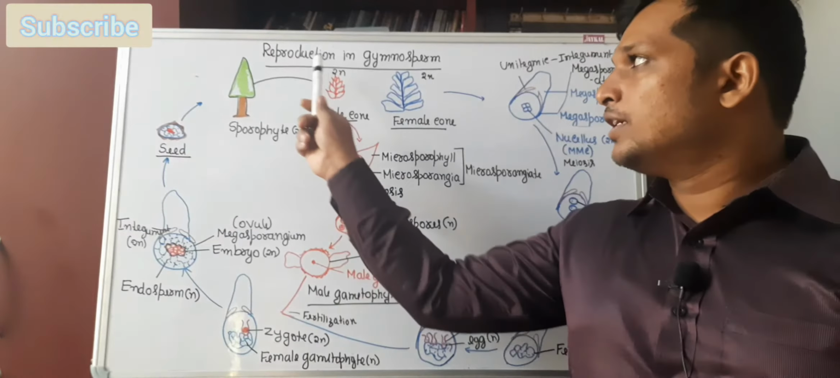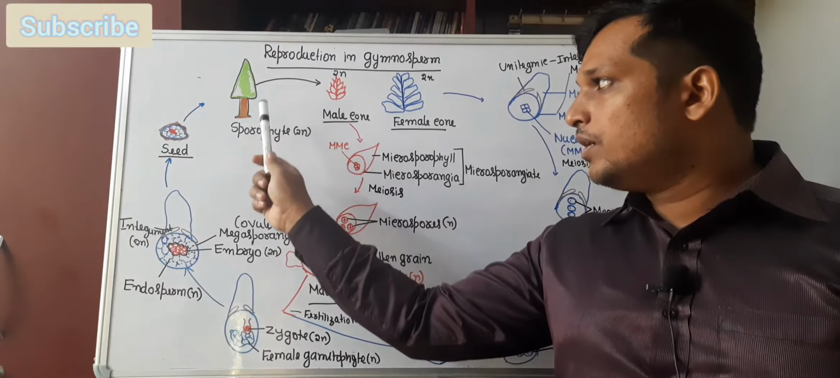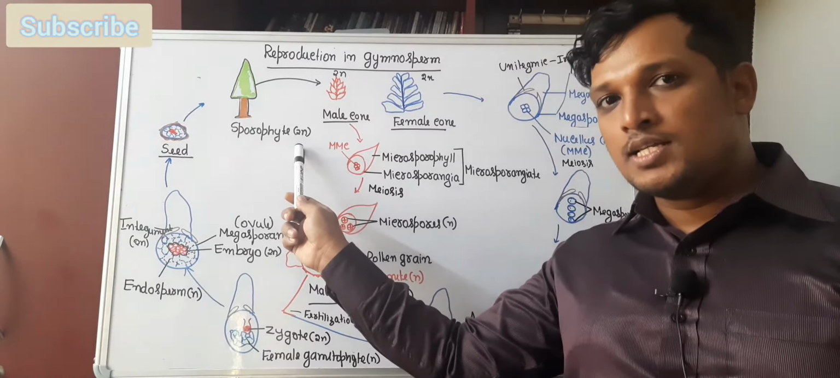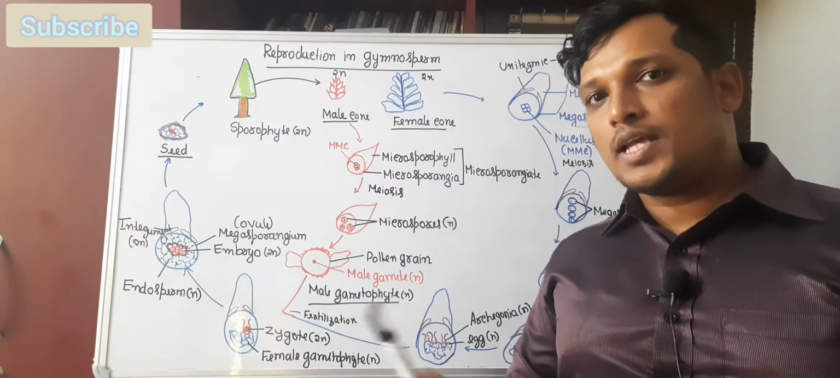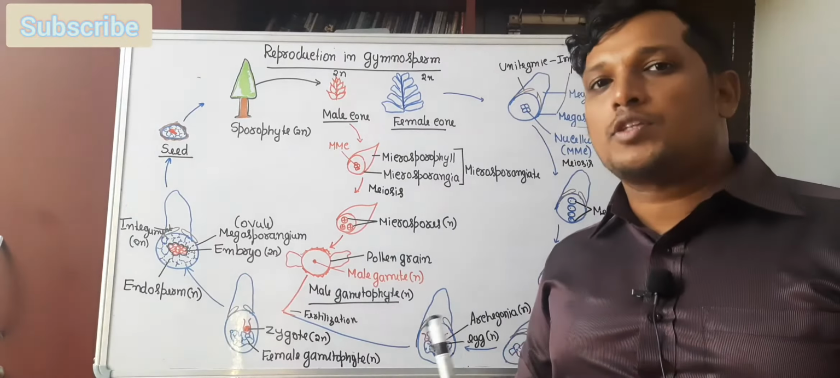Today we are going to understand how reproduction in gymnosperm occurs. Gymnosperms' adult plant body is a sporophyte, which is a diploid structure. The sporophyte produces spores, microspores and megaspores, through their cones. Since they produce two types of spores, they are called heterosporous species.